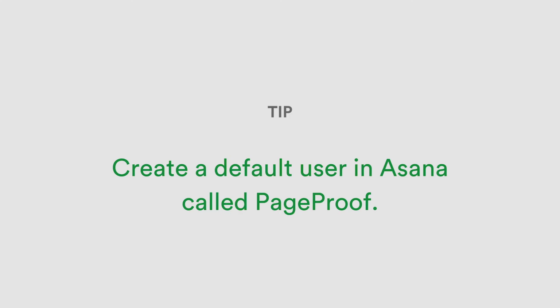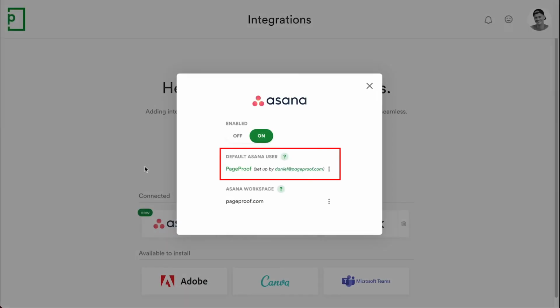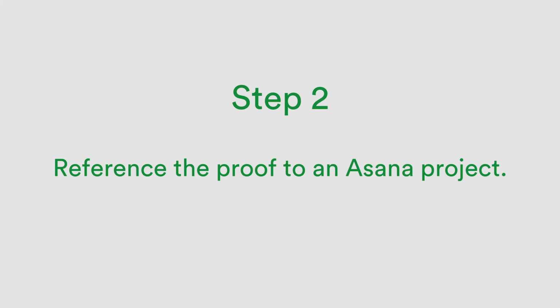Tip: we recommend creating a user called PageProof within Asana, which will be used as the default user. The default user will be seen as the account who triggered a PageProof event if a PageProof user hasn't connected their Asana account.